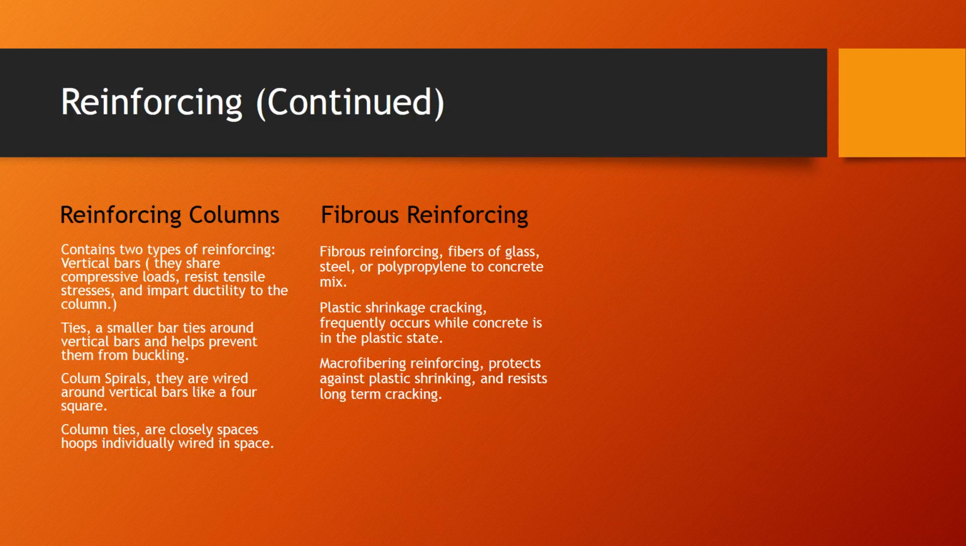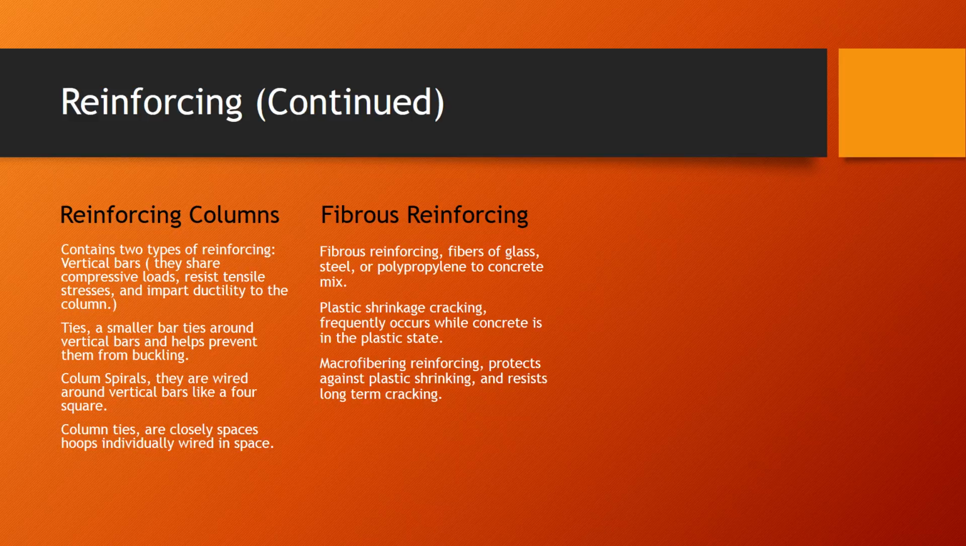Reinforcing continued. Reinforcing columns contains two types of reinforcing. Vertical bars share compressive loads, resist tensile stresses, and impart ductility to the column. Ties are smaller bars tied around vertical bars and help prevent them from buckling. Column spirals are wired around vertical bars like a four square. Column ties are closely spaced hoops individually wired in place.